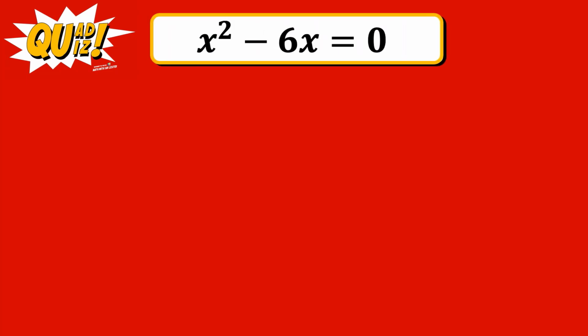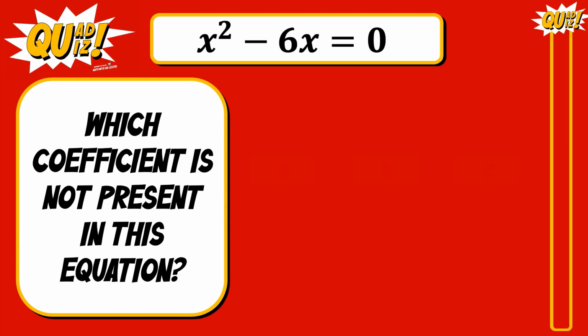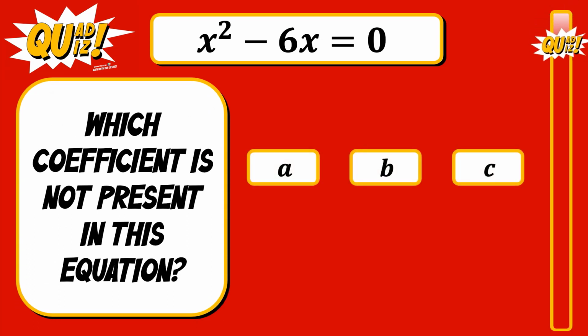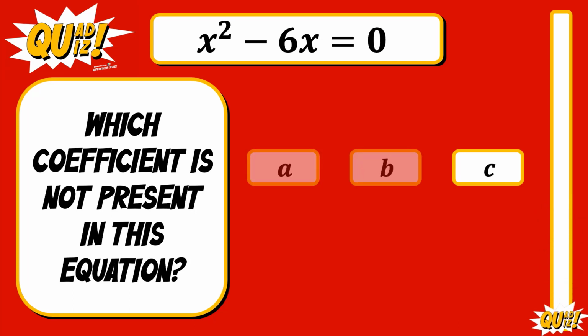X squared minus 6x equals 0. Which coefficient is not present in this equation? The answer is the constant c.